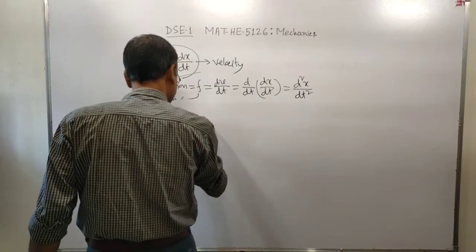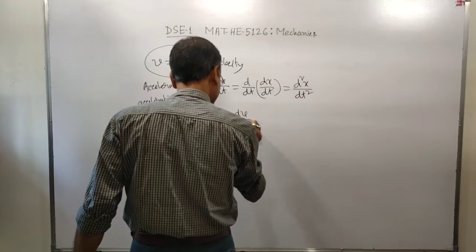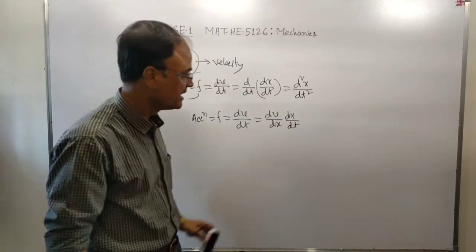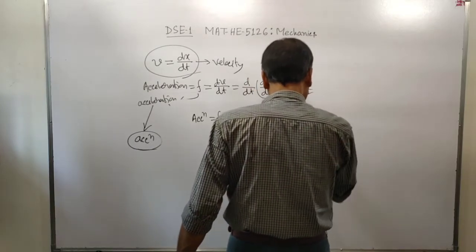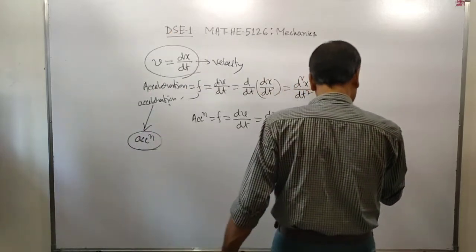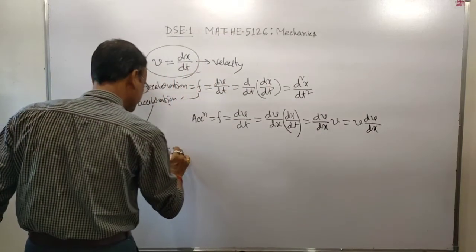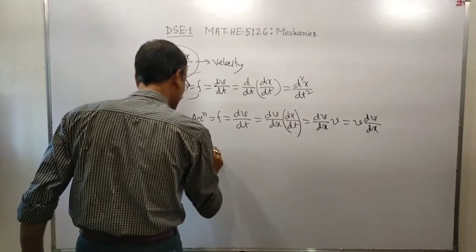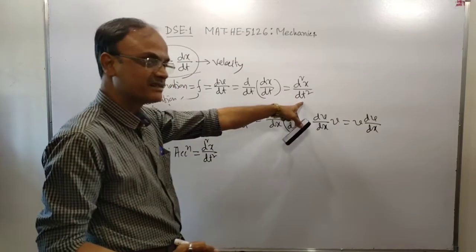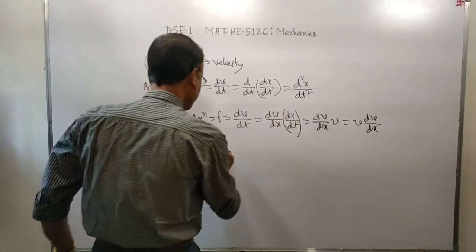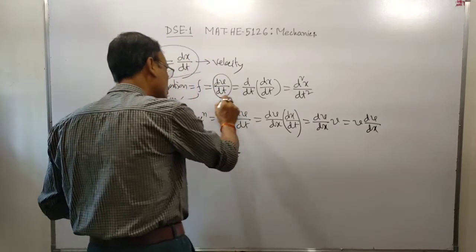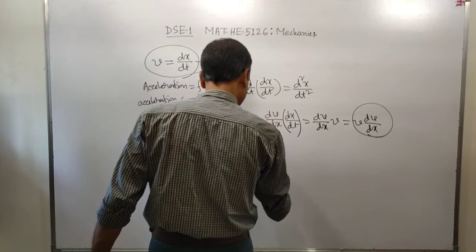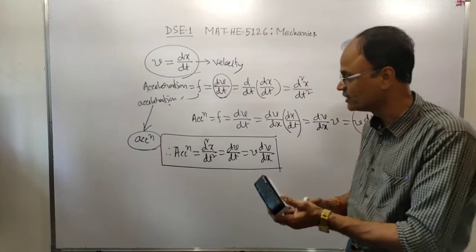Now, acceleration f equals dv by dt. This can be written as dv by dx times dx by dt. For dx by dt, you may write v. This is equal to v dv by dx. Thus acceleration f can be written as d2x by dt square, which equals dv by dt, and sometimes we will apply v dv by dx. These are the expressions for acceleration.